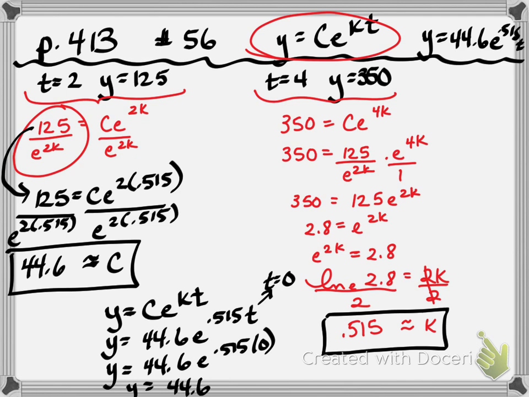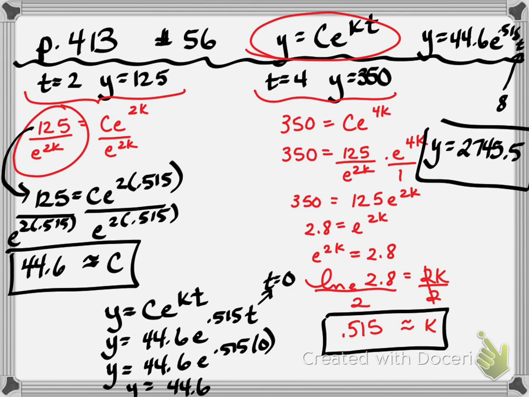And C part, use the model to determine the number of bacteria after 8 hours. We would just plug an 8 right there for the t. So 44.6 e to the 0.515 times 8. I got approximately 2,745.5 for my y. That many bacteria.